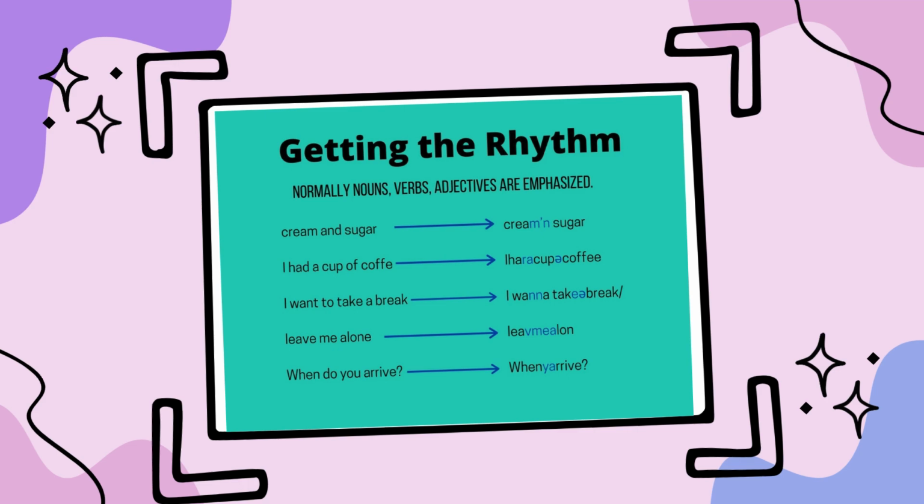Some examples of getting the rhythm of words that we can apply in that way. Cream and sugar. Cream and sugar. I had a cup of coffee. I had a cup of coffee. I want to take a break. I want to take a break. Leave me alone. Leave me alone. When do you arrive? When to arrive? In this way, you can apply those and your fluency is getting better because you are following the rhythm.